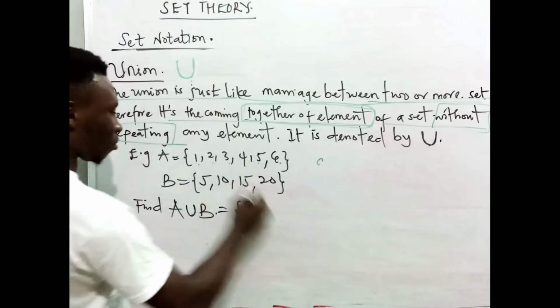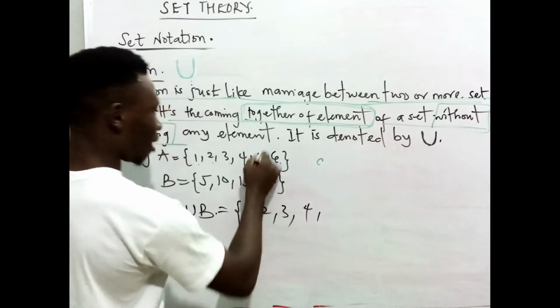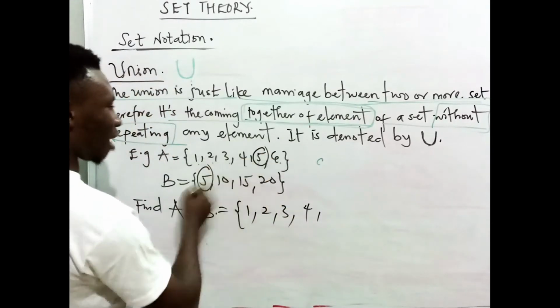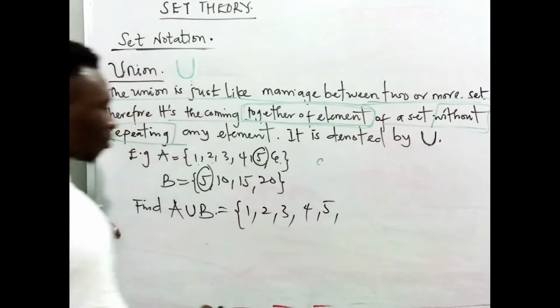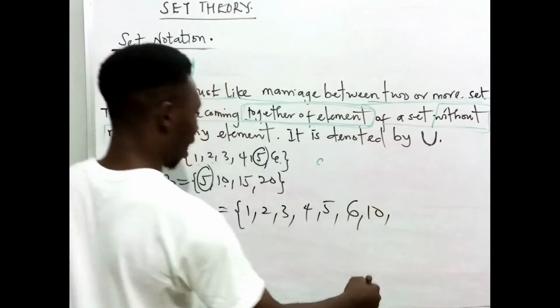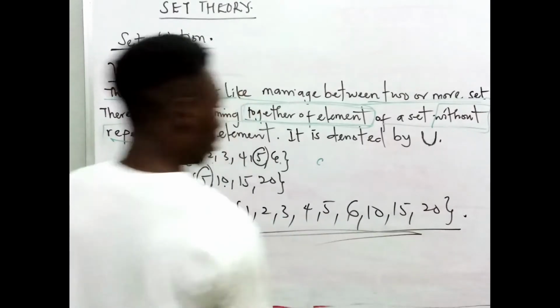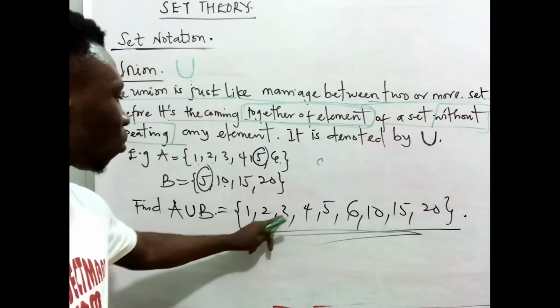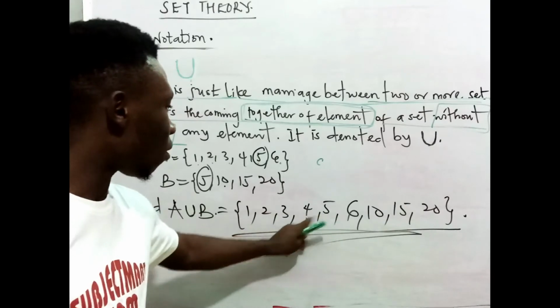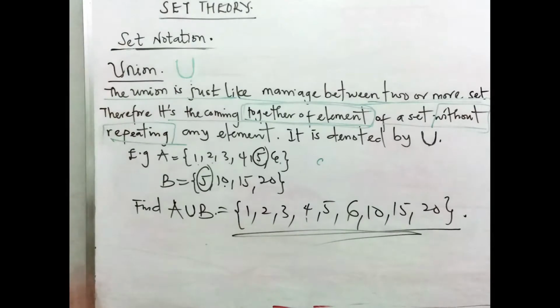1, 2, 3, 4. Now, I have 5 here, I have 5 here. Since I have 5 twice, I'll treat both of them as one. I have my 6, I have 10, I have 15, I have 20. So at this junction, 1, 2, 3, 4, 5, 6, 10, 15, 20. So the fusion of these two sets makes a union.